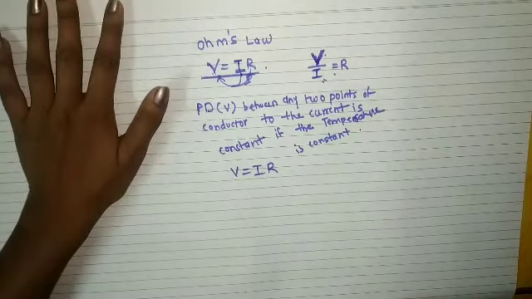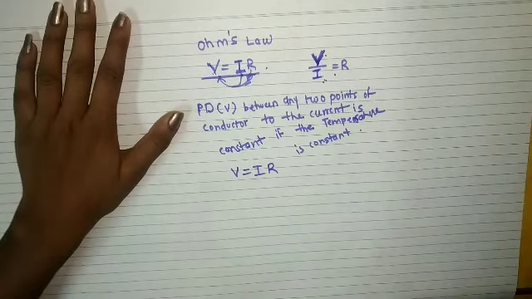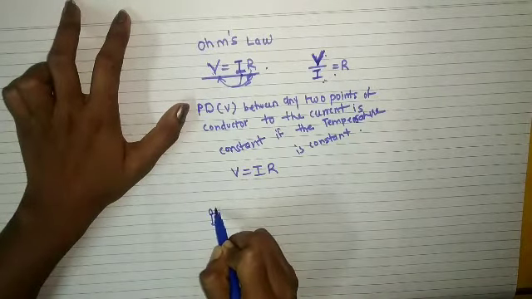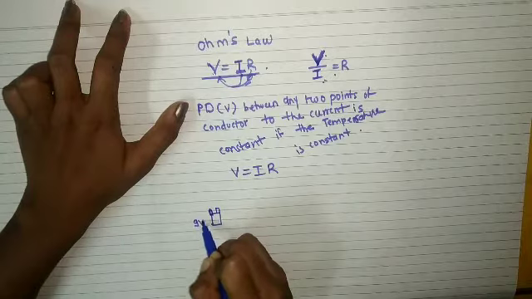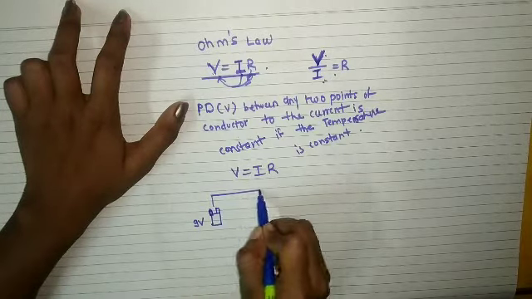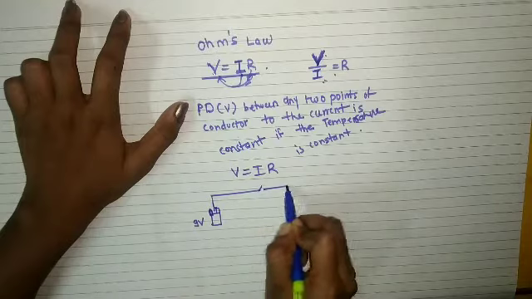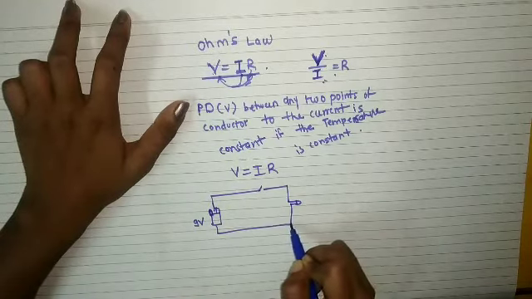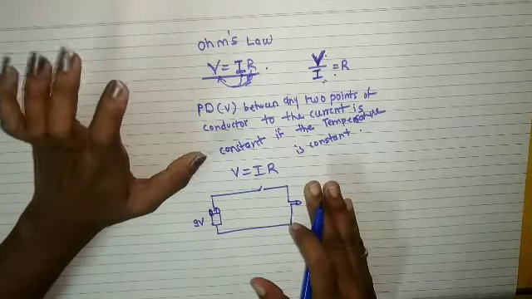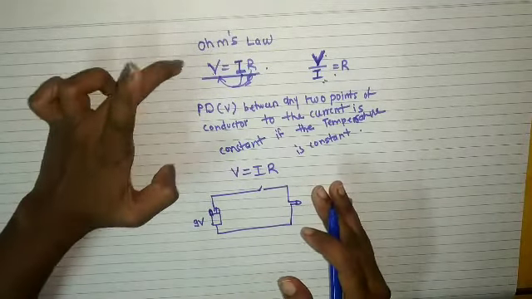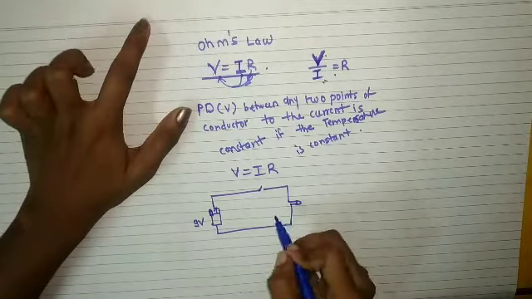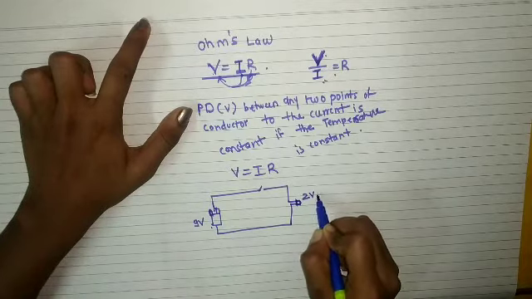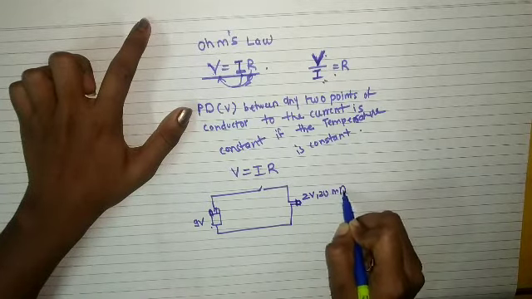Okay, so consider one circuit. This is a battery, a 9-volt battery. This is my switch and this is my LED. I am giving this example just so you can understand where Ohm's law is used. This LED is a 2 volt, 20 milliampere LED.